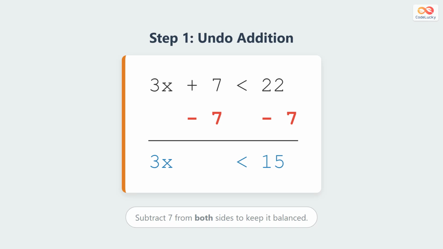Step 1 is to undo the addition. The inverse of adding 7 is subtracting 7. We subtract 7 from both sides of the inequality to keep it balanced. 7 minus 7 cancels out. 22 minus 7 is 15. We bring down the 3x, leaving us with 3x is less than 15.